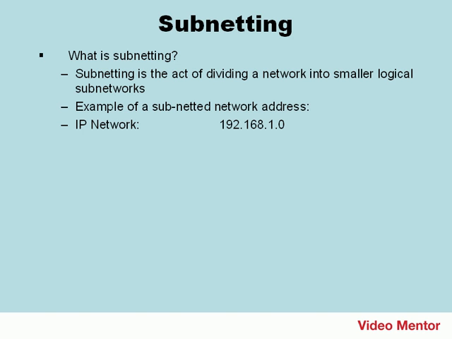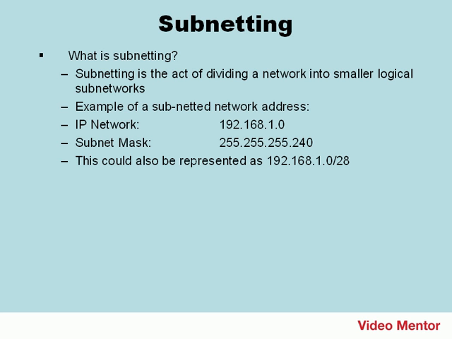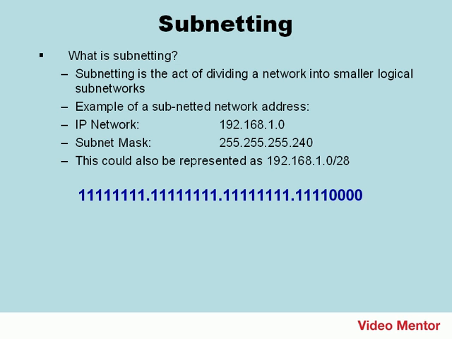The IP network 192.168.1.0, which normally would have a subnet mask of 255.255.255.0. But when we subnet, we're going to use 255.255.255.240. What we're going to do is borrow bits from the host portion. This could also be represented as 192.168.1.0/28 because there's 28 ones in the subnet mask in binary.